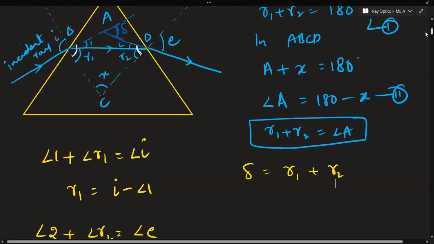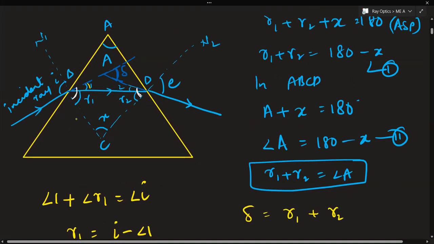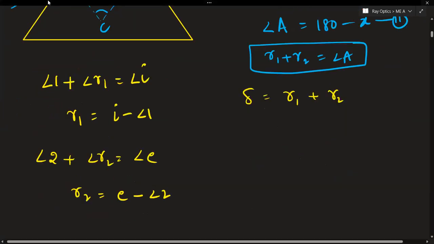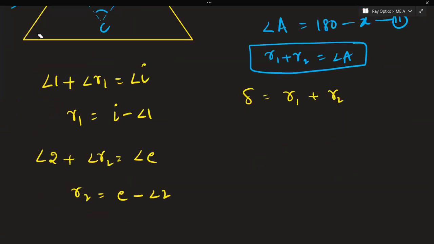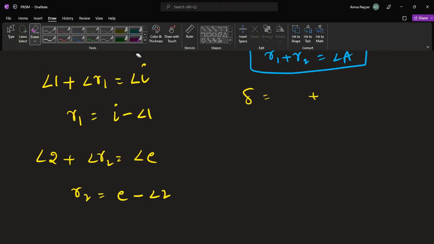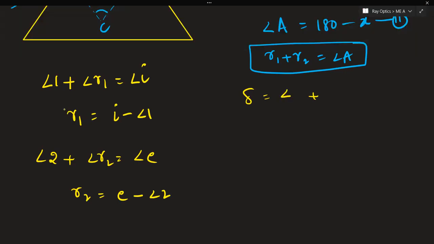It will be the sum of 1 and 2, not R1 and R2. I have written R1 and R2 here by mistake. This will be the sum of angle 1 and angle 2. So delta equals angle 1 plus angle 2. Now the values of angle 1 and angle 2 we have from here.